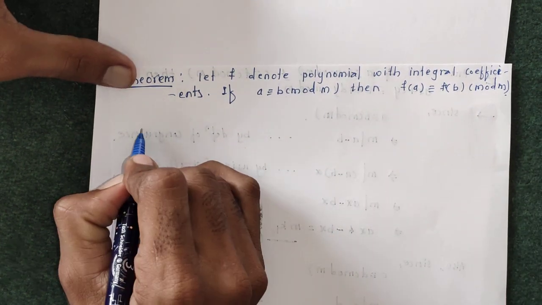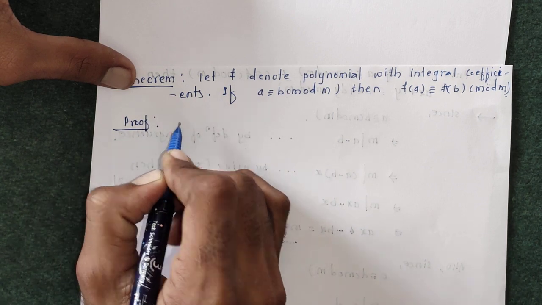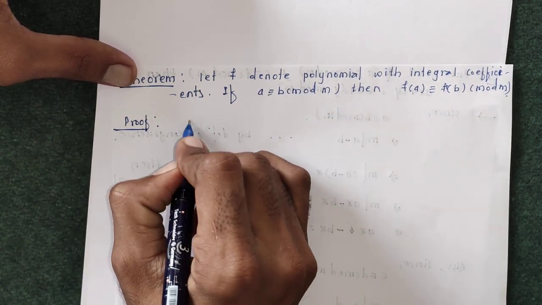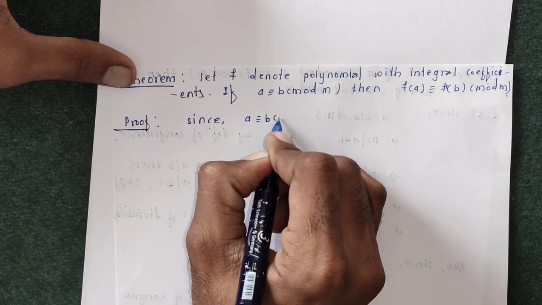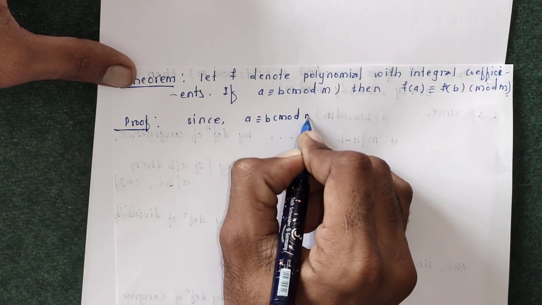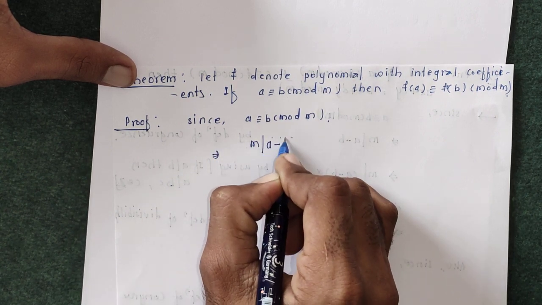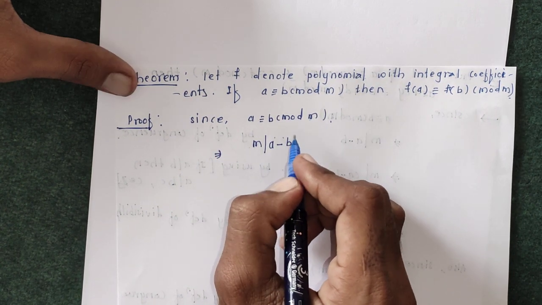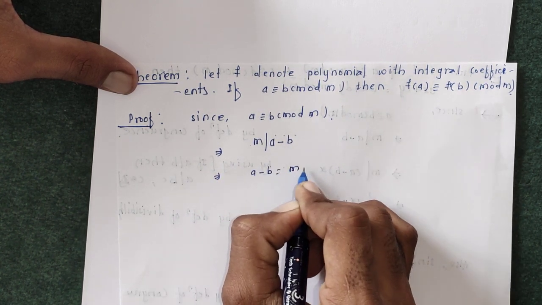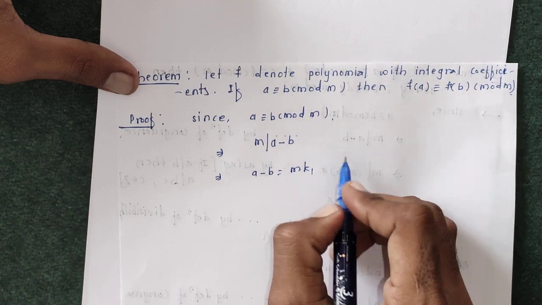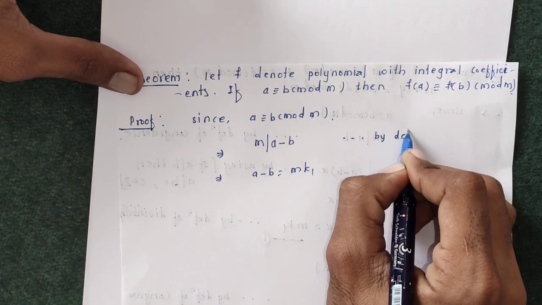Since we are given that, in the proof, here we have a is congruent to b mod m. Since a is congruent to b mod m, this implies m divides a minus b, by definition of congruence. This gives us a minus b is equal to m times some k1, by definition of divisibility.